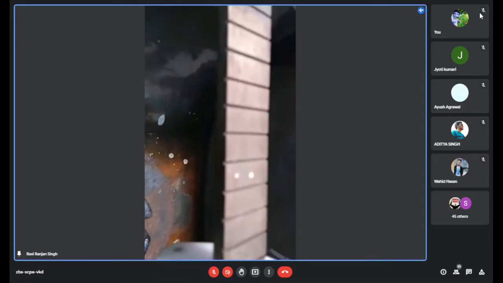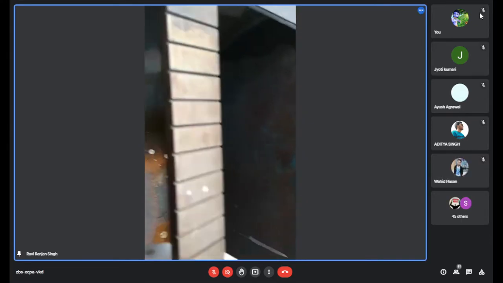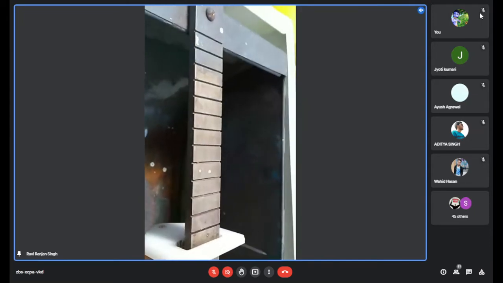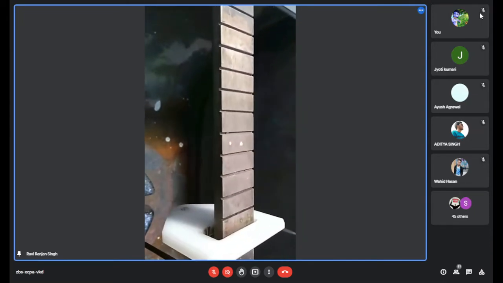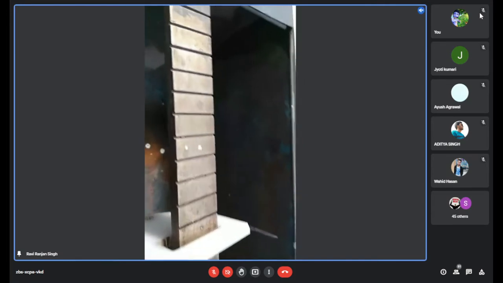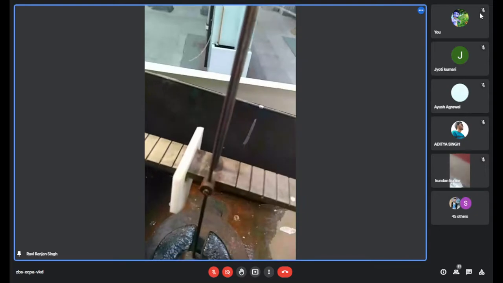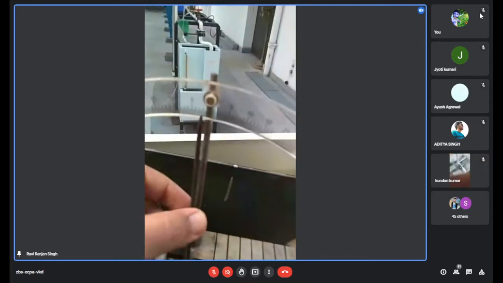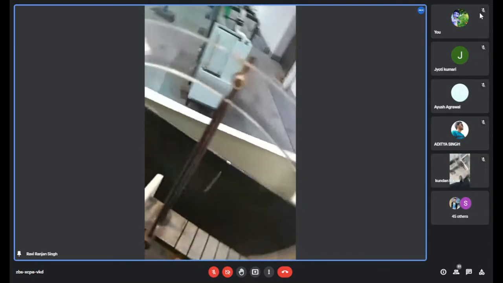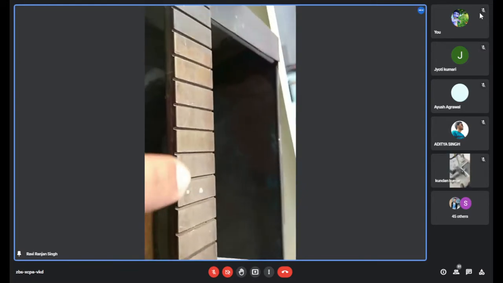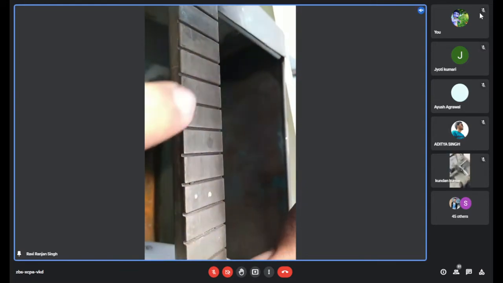And these are the markings of X. We have X in our observation table, the distance of the movable weight from the crossbar. This is the crossbar. And these are the markings. Each marking is separated by 1 centimeter distance.